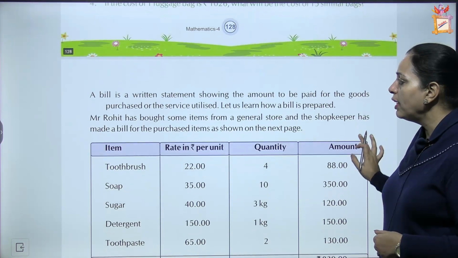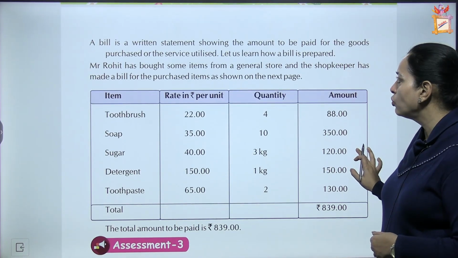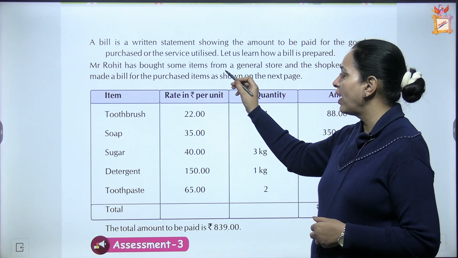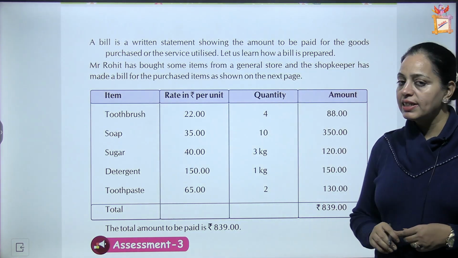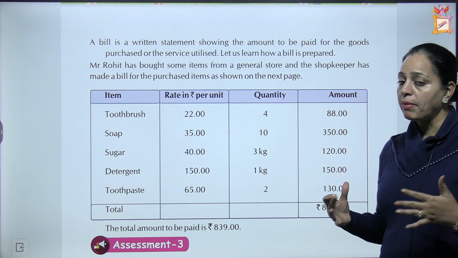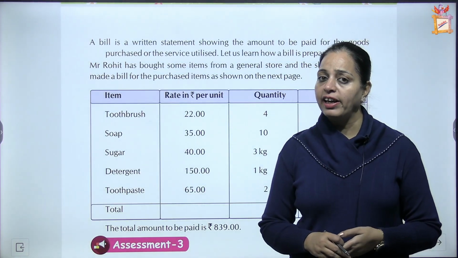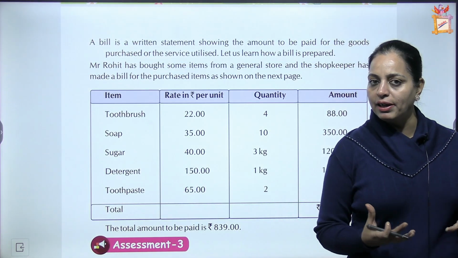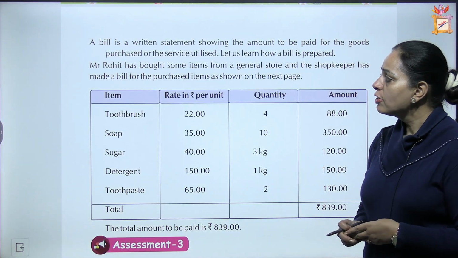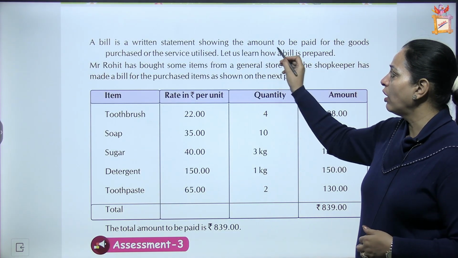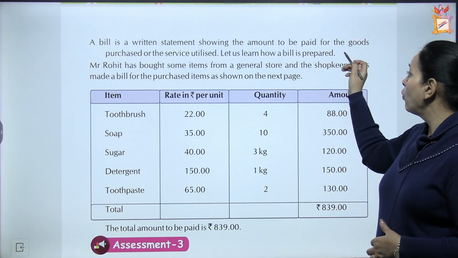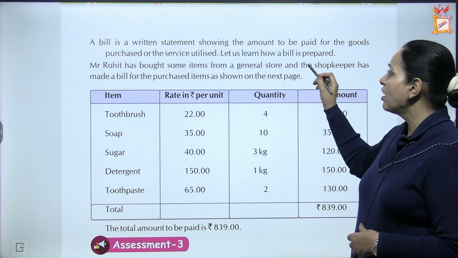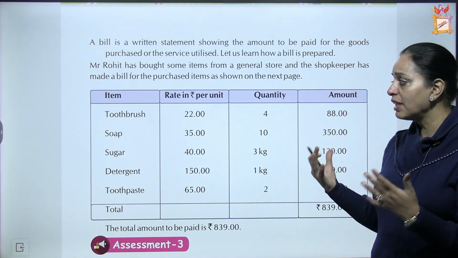Okay, now a bill is a written statement showing the amount to be paid for the goods purchased or the service utilized. Let us learn how a bill is prepared. बिल, जब भी हम मार्केट जाते हैं, कुछ परचेजिंग करते हैं या होटल्स में जाते हैं, रेस्टोरेंट जाते हैं, तो वहाँ पर बिल, we can see a bill, you know. So bill is what? A written statement showing the amount to be paid for the goods purchased or the service utilized. एक bill कैसे बनाया जाता है?